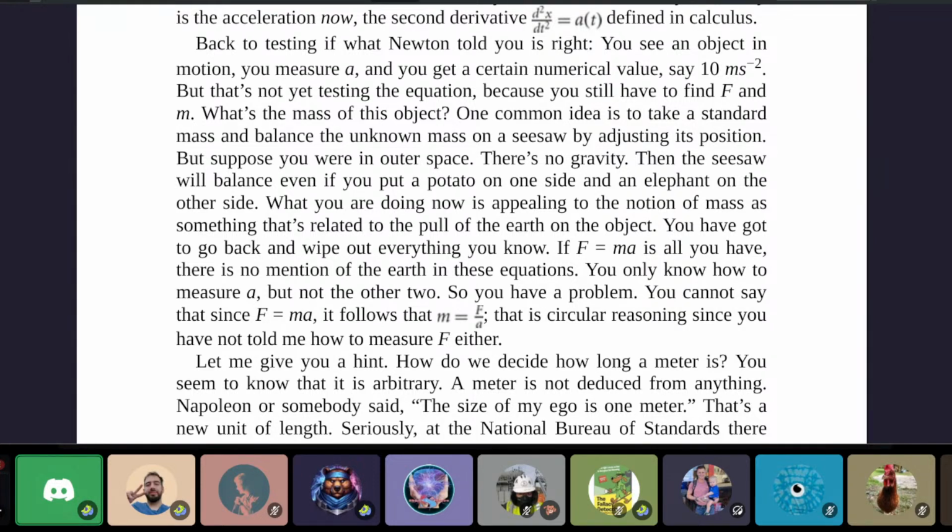You've got to go back and wipe out everything you know. If F equals ma is all you have, there is no mention of the earth in these equations. You only know how to measure a, but not the other two. So you have a problem. You cannot say that since F equals ma, it follows that m equals F over a. That is circular reasoning since you have not told me how to measure F either.